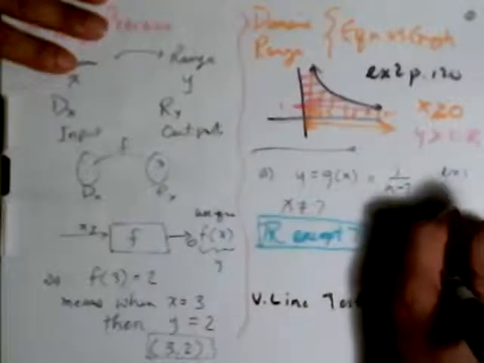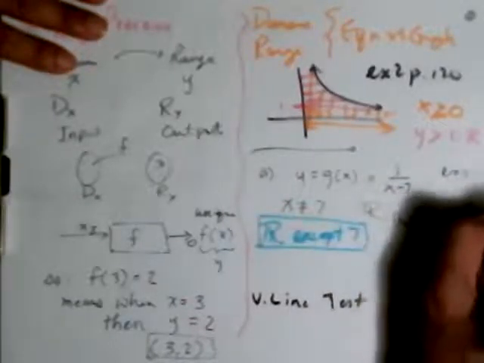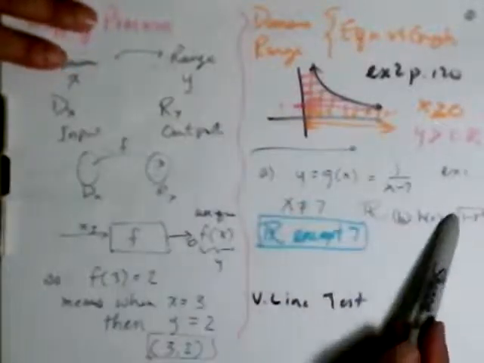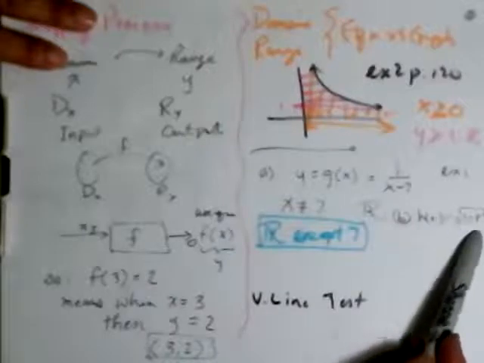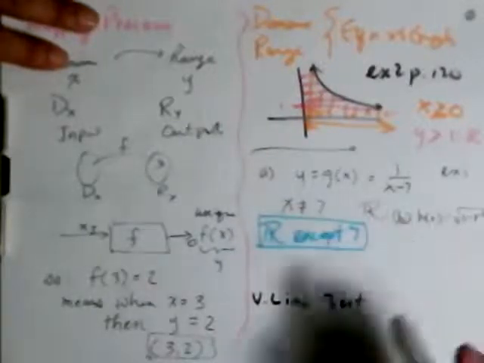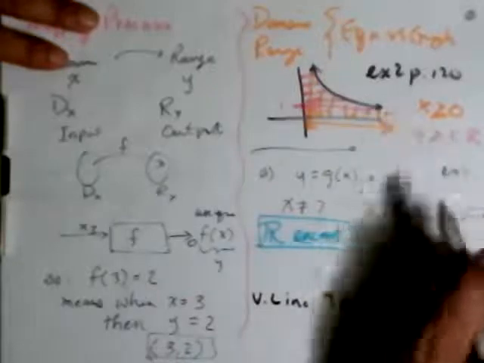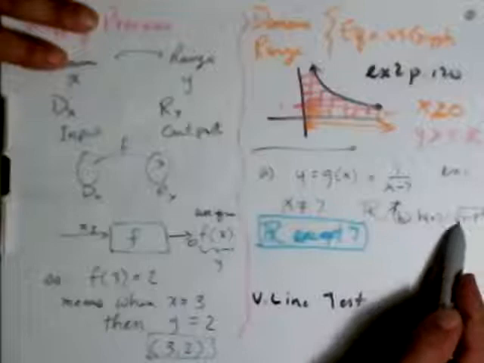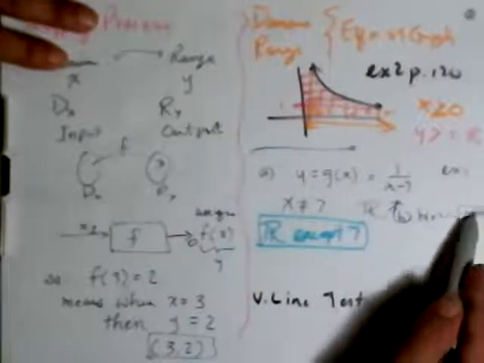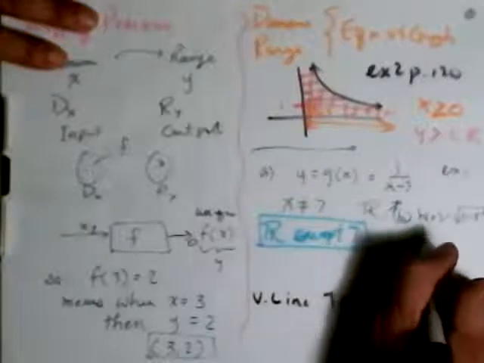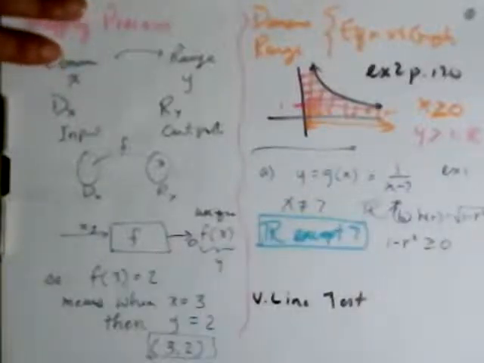Part B is h of r is equal to the square root of 1 minus r squared. I hope you see that. This is a little bit tricky, and we're going to do another similar problem like this. You set the inside of the radical so it cannot be less than 0. In other words, 1 minus r squared has to be greater than or equal to 0.